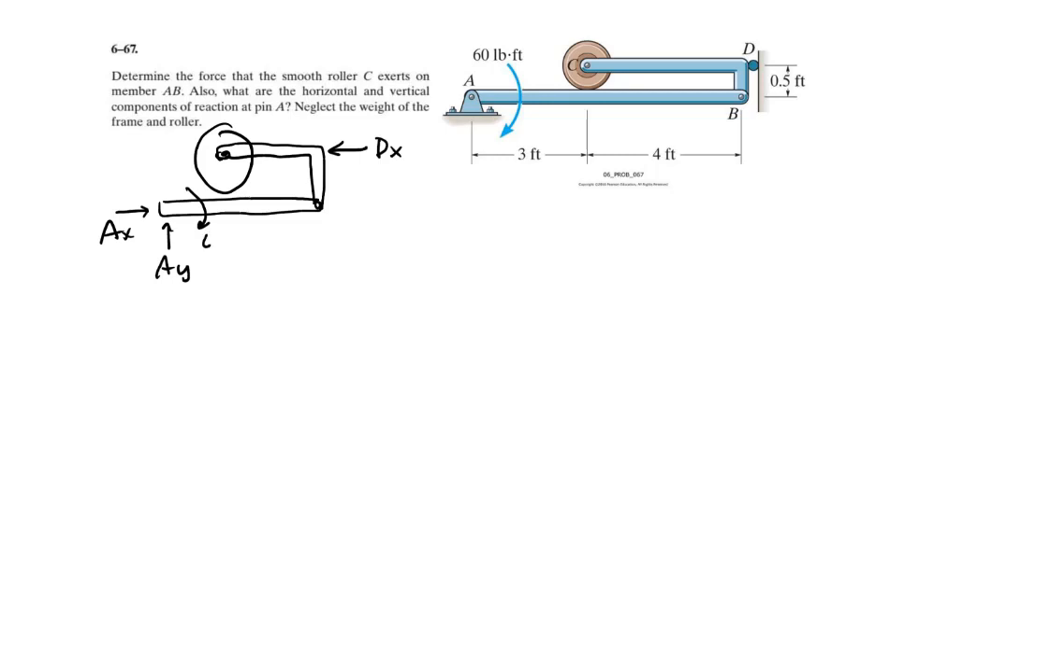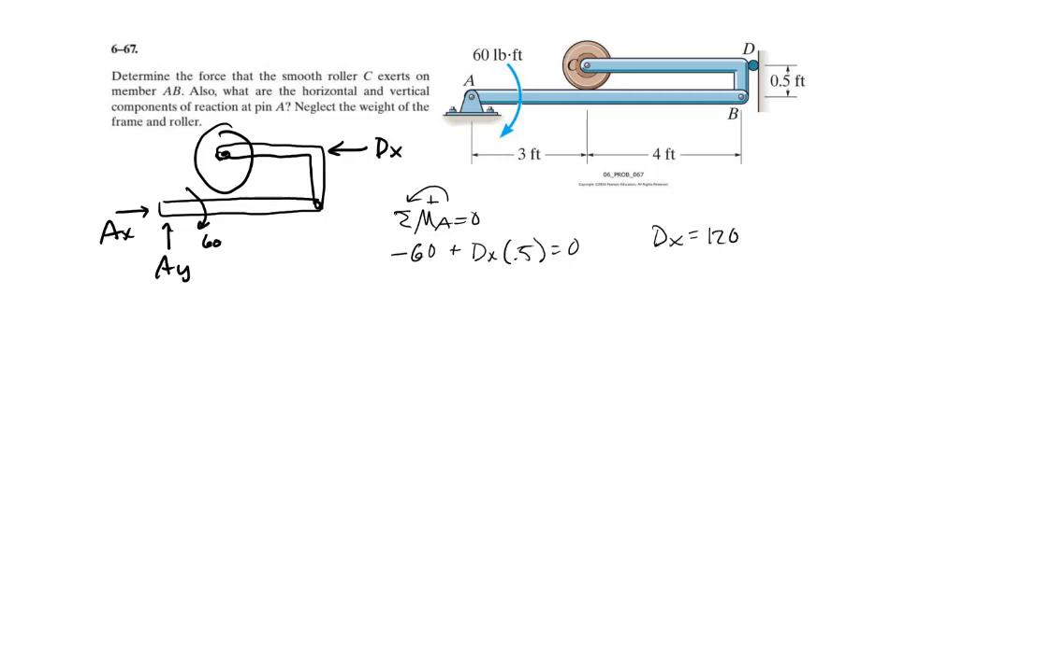All right, let's see what we can find. Let's sum the moments and see what we get. Sum of the moments about A is equal to 0. So I got minus 60 (whoops, that should be 60, not 600), plus Dx times 0.5 equals 0. Here's my lever arm for Dx right here, with the couple going that way. So I can solve for Dx right there. Dx is equal to 120 pounds.